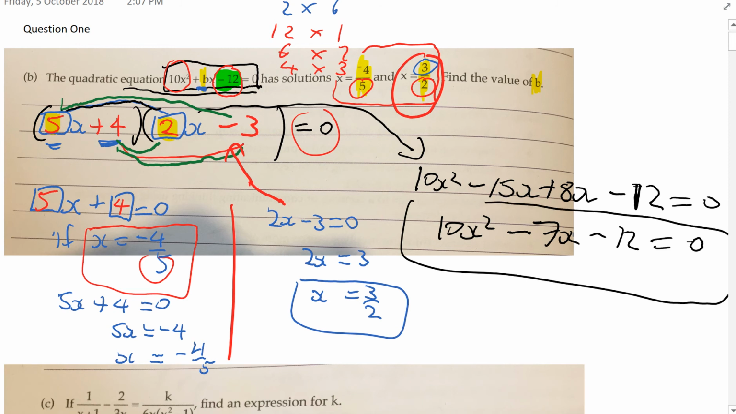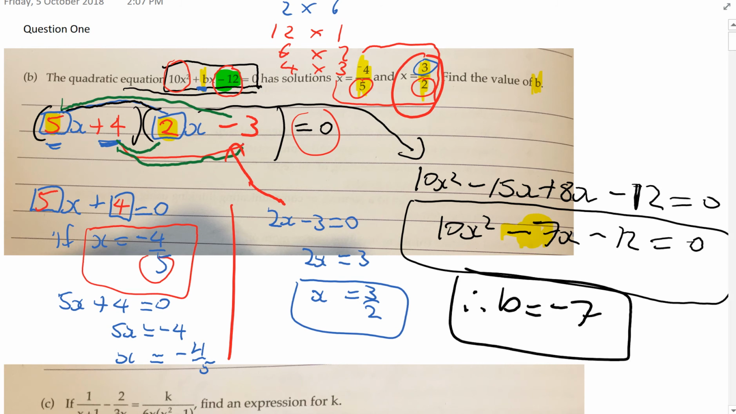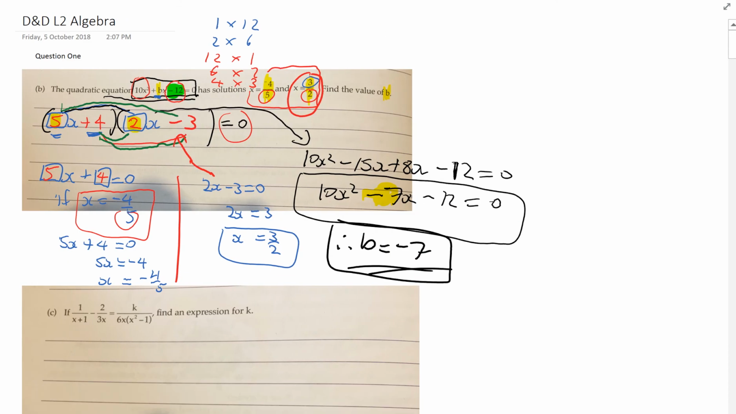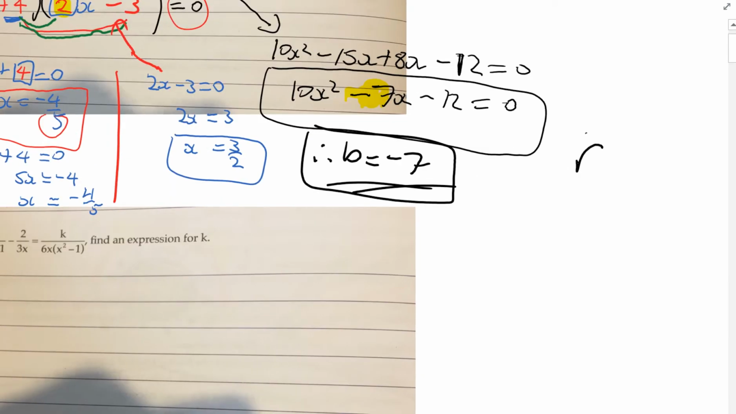So, what number is where the b is? Well, it's negative 7, isn't it? So, therefore, b is negative 7. And that's our solution. And that was a merit question, that one. So, next one.